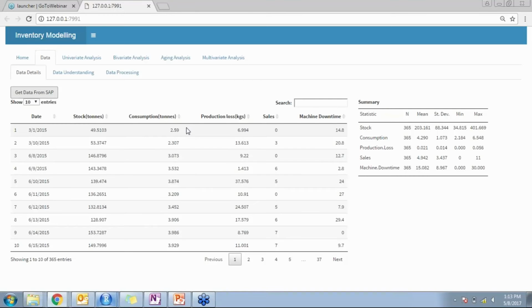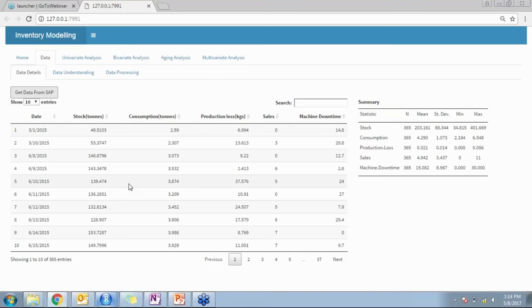However, there's a production loss, as you can see, in kilograms, which is 6.994. For that particular day, the sales was 0, and the machine downtime, which is the percentage of the time where the machine wasn't running, is 14.8%. This is the initial raw data that we have taken, which has been used for further analysis.